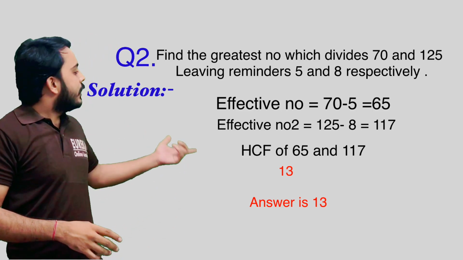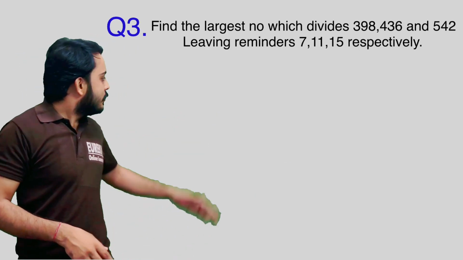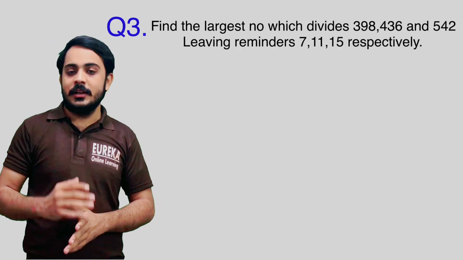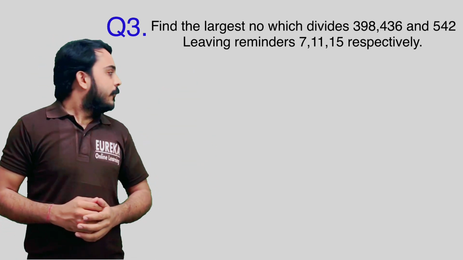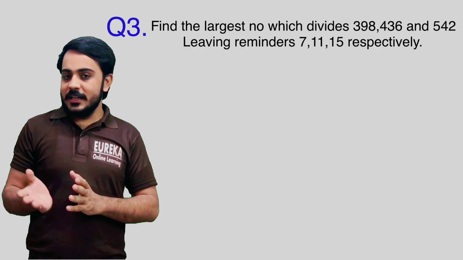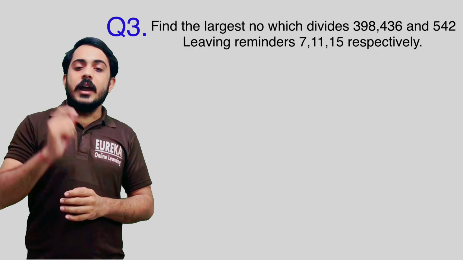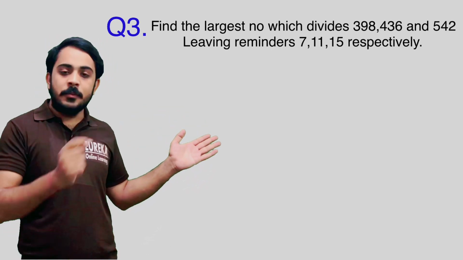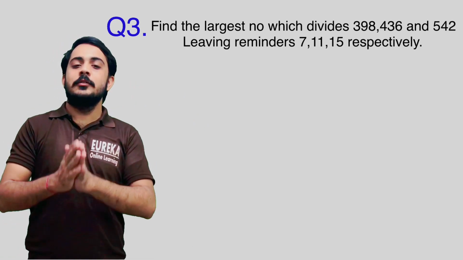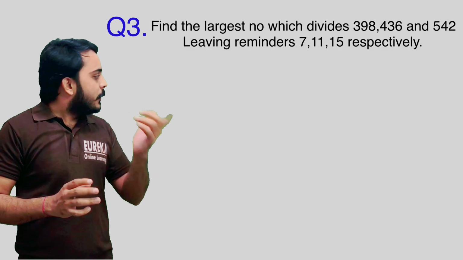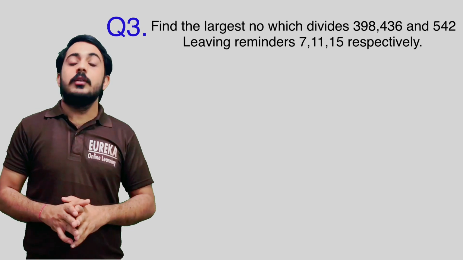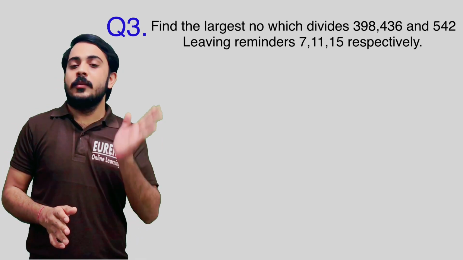Now moving to the third question on the screen. Find the greatest number that will divide 398, 436 and 542, leaving remainders 7, 11 and 15 respectively. This is the same as the previous question, but it is related to three numbers, while in the previous question we had two numbers. What do we do first? We subtract the remainders from the numbers.